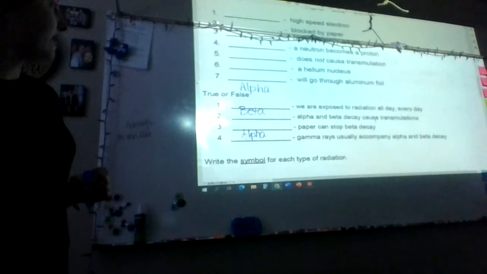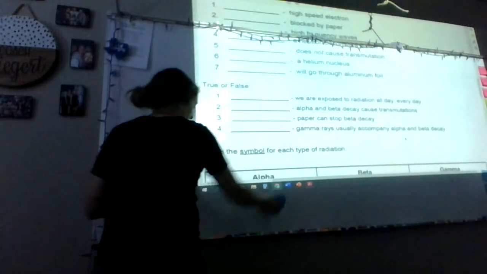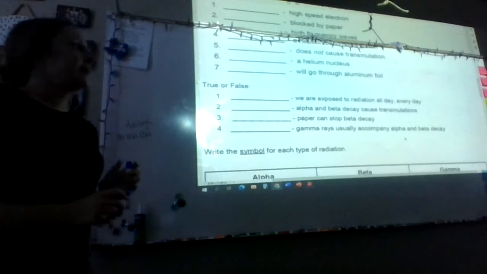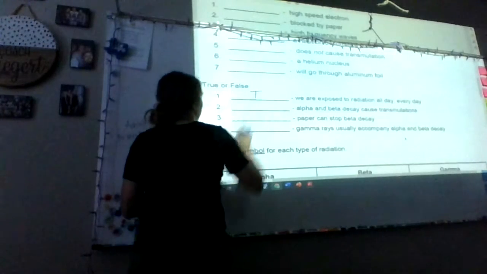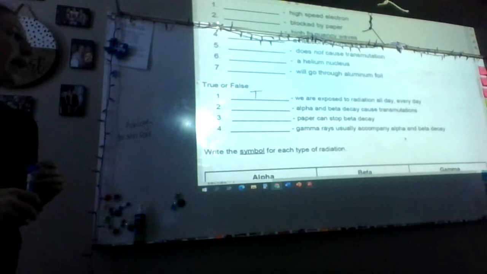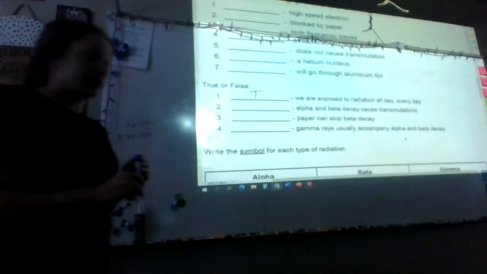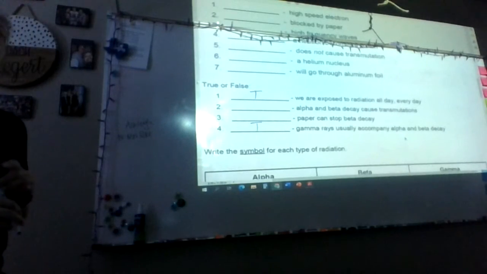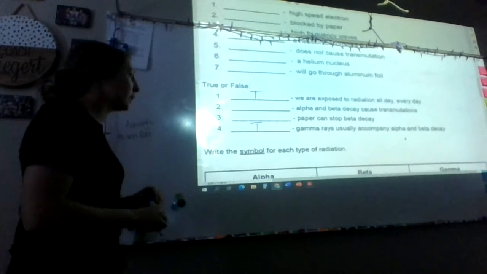All right, now we have a true-false section, still talking about radiation. Number 1, we are exposed to radiation all day, every day. True. And number 4, gamma rays usually accompany alpha and beta decay. That is true. We haven't talked about that much either. So anytime you have alpha decay or beta decay, there's normally some sort of gamma rays given off as well.